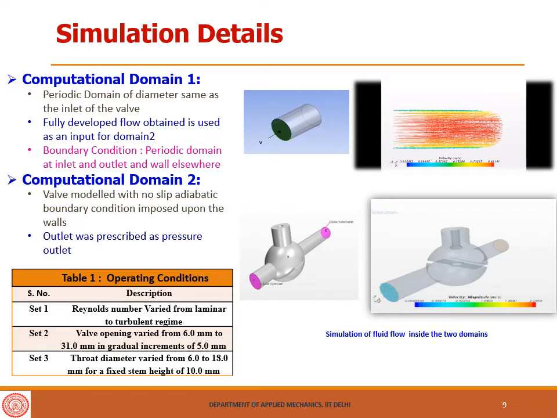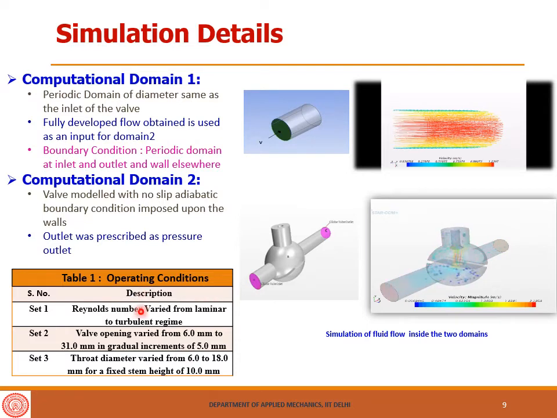So when we obtained a fully developed profile in this, then this fully developed profile was given as an input for this second domain, and the walls were modeled as no slip adiabatic boundary conditions, and the outlet of the valve was specified as pressure outlet. So the complex flow features which are created within the valve can also be seen in these streamlines. So this is how the flow occurs within the valve.